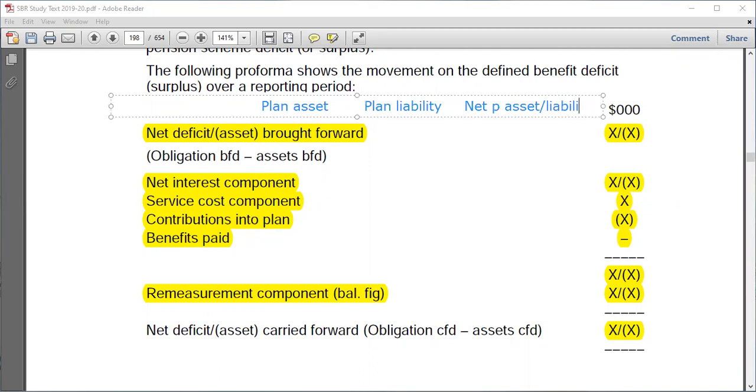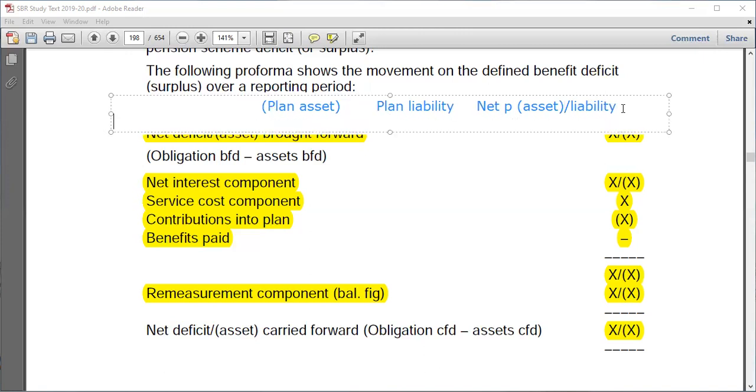Now, to make matters easier for you to study, let me use the method they use. They decided that the plan asset should have a negative sign, so whatever is at the asset should be negative, whatever is at the liability should be positive. So in the statement of financial position, we just take the net, but you really have to know how the amounts affect each other.